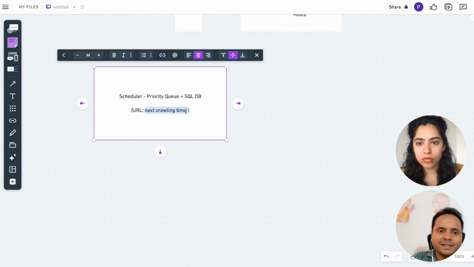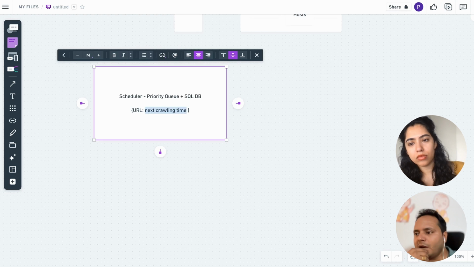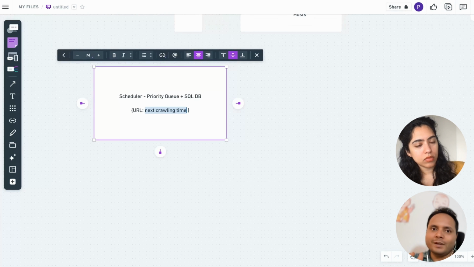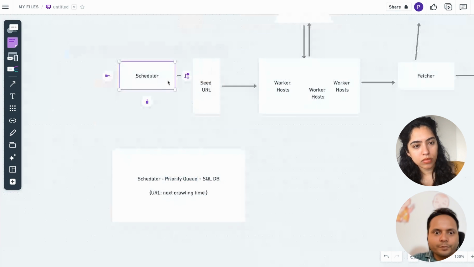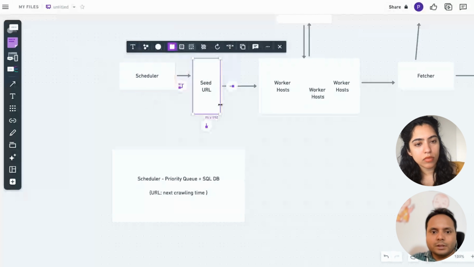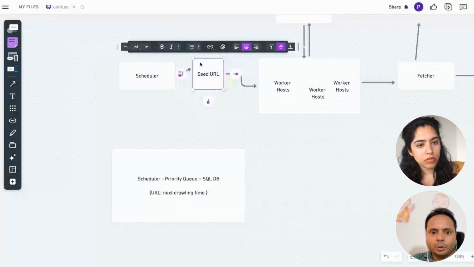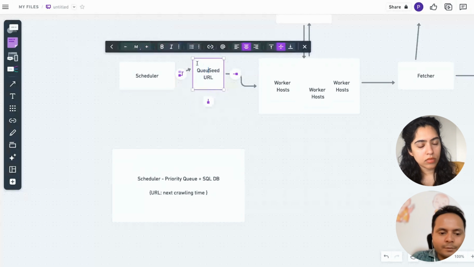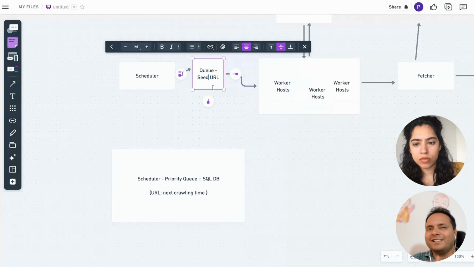The SQL database, the relational database, will be used to store the URLs along with these parameters, either the next crawling time or maybe the priority. Now, the database will get populated. We will pick out the URLs from the database and populate the queue. As the data is present in the queue, like this seed URL which I mentioned, you can think of this as what I'm representing as the queue. This will contain initially the seed URLs, and going further, it will actually contain the URLs which need to be crawled.